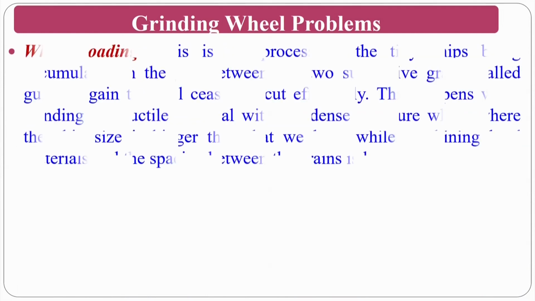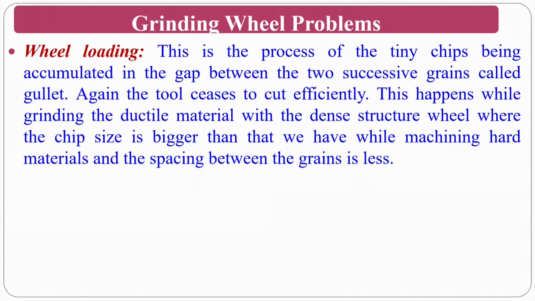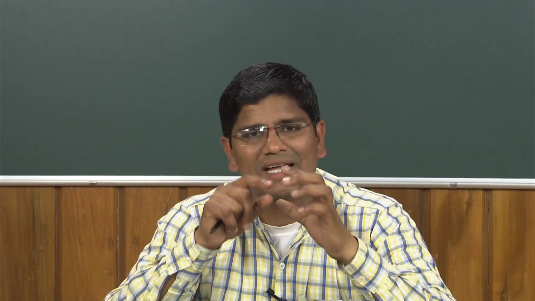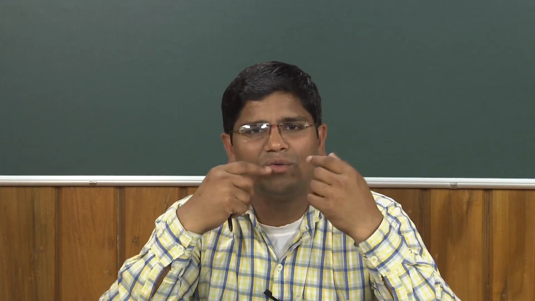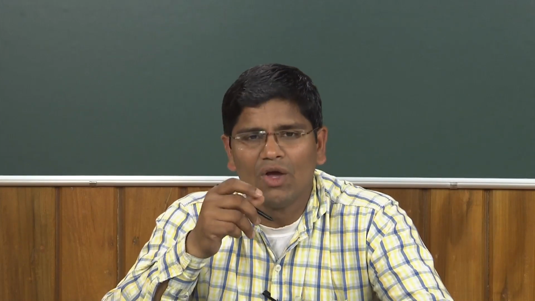The second problem is wheel loading. This is the process where tiny chips accumulate in the gap between two successive grains, which is called the gullet. Two abrasive particles are there, in between there is a gap, that is called a gullet. If the abrasive particles are too near and you are machining softer materials, that means whenever you are machining a softer material with dense structure, then this problem will come.